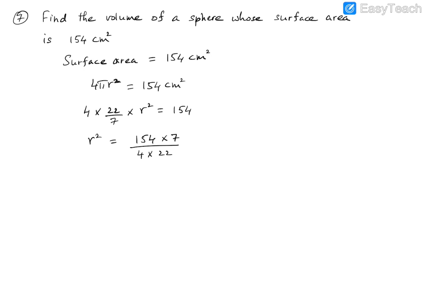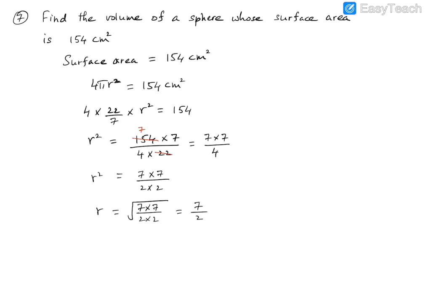We clearly see that we can cancel out this 22 with this 154, because 22 goes into 154 7 times. So we end up getting 7 into 7 divided by 4. We can write that slightly differently because we need to calculate the square root in the end. So 7 into 7, and the 4 we can split as 2 into 2. So that's the value of our r square. Therefore we can find the value of r as the square root of 7 into 7 divided by 2 into 2. So that will simply be 7 divided by 2.